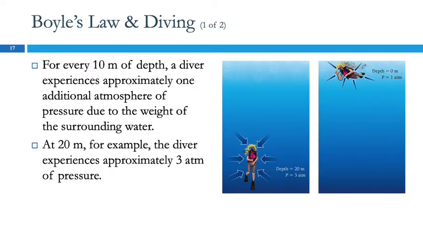Boyle's law can be applied to scuba diving. Here we have water pressure instead of atmospheric pressure. For every 10 meters of depth, you experience 1 additional atmosphere of pressure due to the weight of the water. So this diver is down at 20 meters. So up here the pressure is 1 atmosphere. You go down 10 meters, you add an atmosphere. So that's 2 atmospheres. Go down another 10 meters, and now you've got 3 atmospheres of pressure.